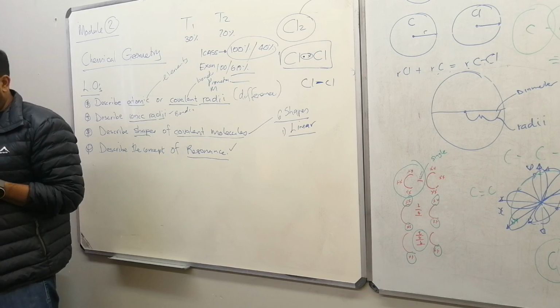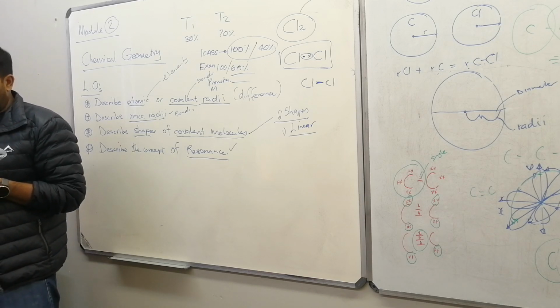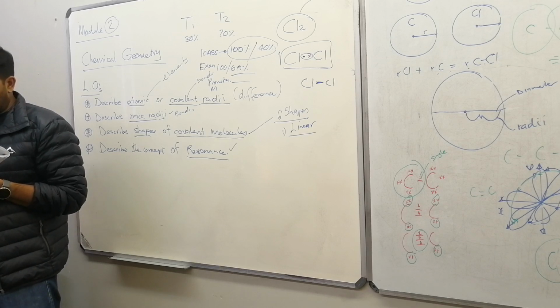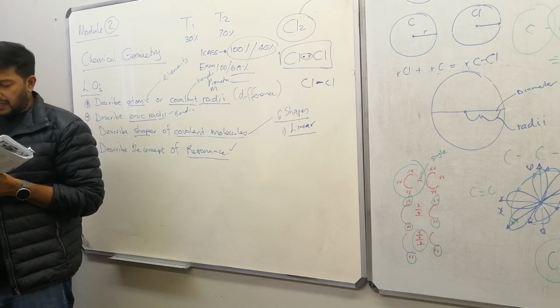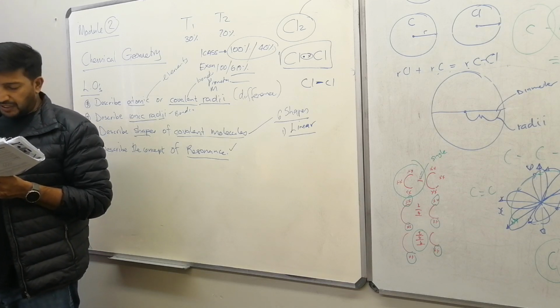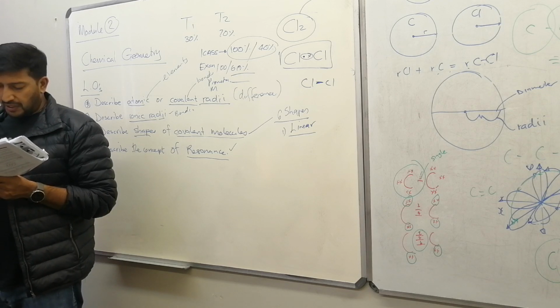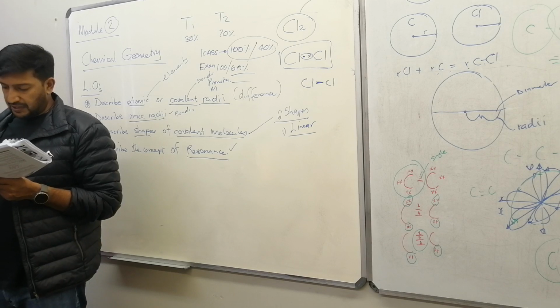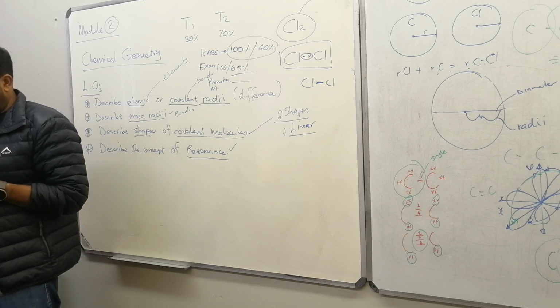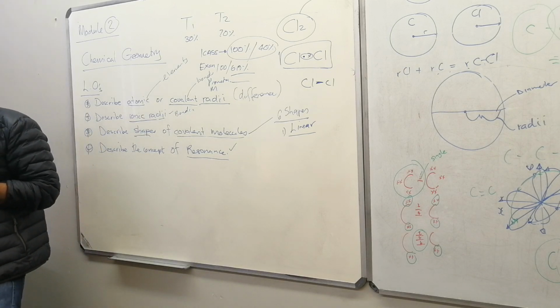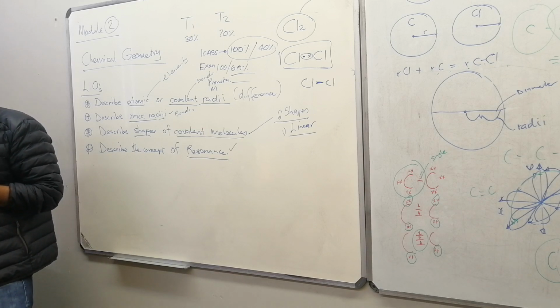We're looking at fluorine, we've got 0.72, and then we're looking at the fluorine anion, which is 1.36. Looking at the chlorine, 0.99, and the chlorine anion is 1.81. Looking at bromine, 1.14, and bromine ion 1.95, right? And then same for iodine, which is 1.33, and then the iodine anion is 2.16, right?